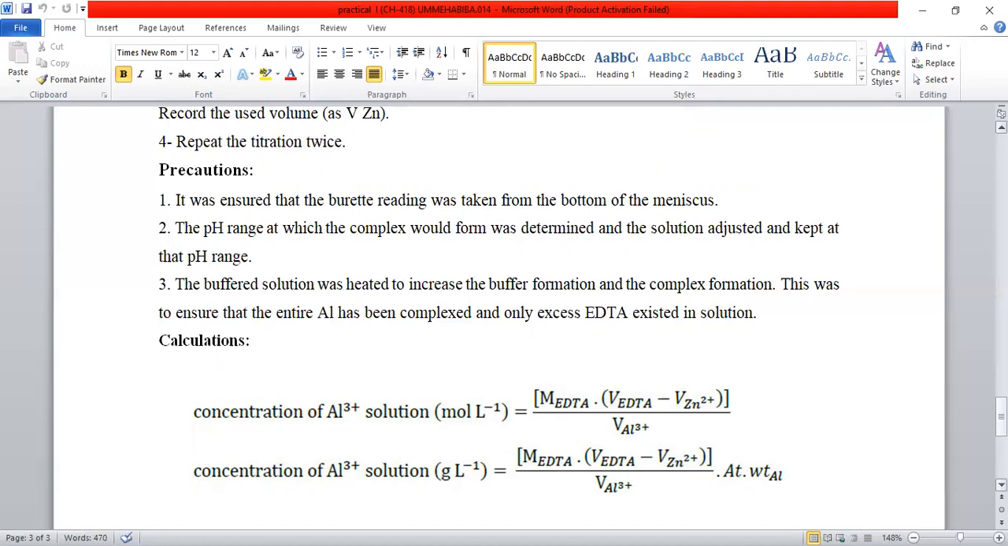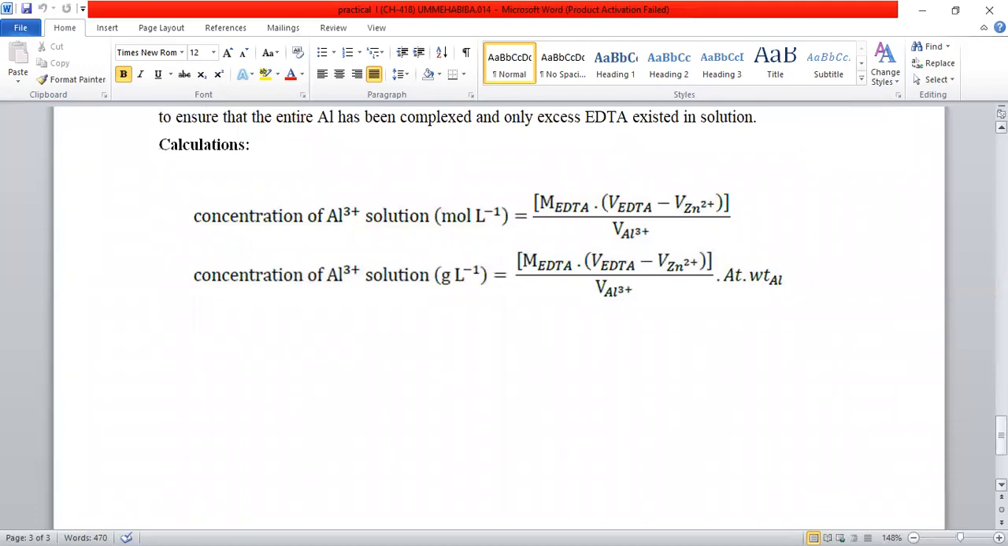At last, you can see the calculations of this practical. There are two equations. First equation is for the calculation of the concentration of aluminium ion solution in mole per liter, and the second one is for determination of the concentration of aluminium ion solution in gram per liter.